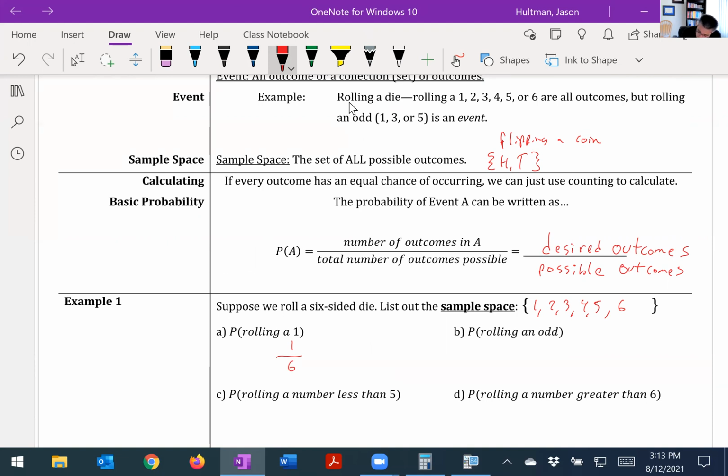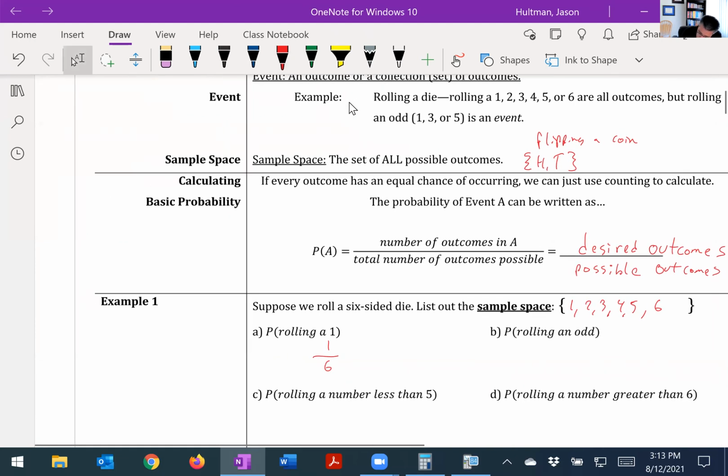What's the probability of rolling an odd? Well, what's the event? The event is 1, 3, or 5 out of the total sample. So there's 3 desired outcomes over the sample space of 6, over 6 total outcomes. So that would be 3/6, or it would reduce to 1/2.